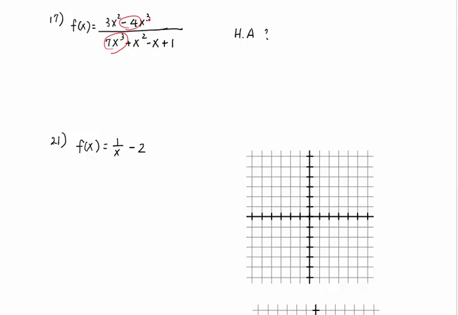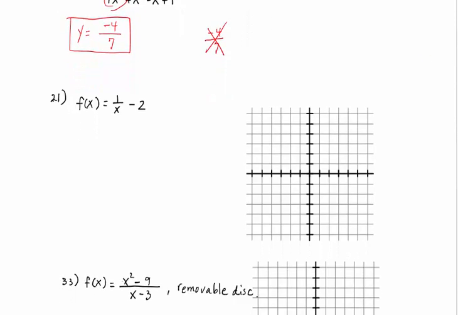So if the numerator and the denominator have the same degree, the horizontal asymptote is y equals the ratio of the leading coefficients. So it will be -4 over 7. So that's the horizontal asymptote. Please do not just write -4 over 7. That's not an asymptote. A horizontal asymptote is a line, and a horizontal line has the equation of y equals a constant.